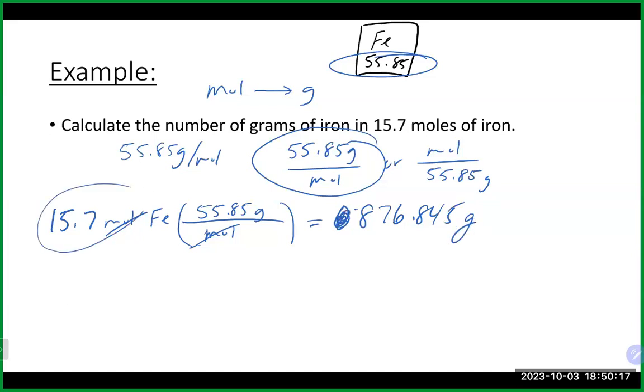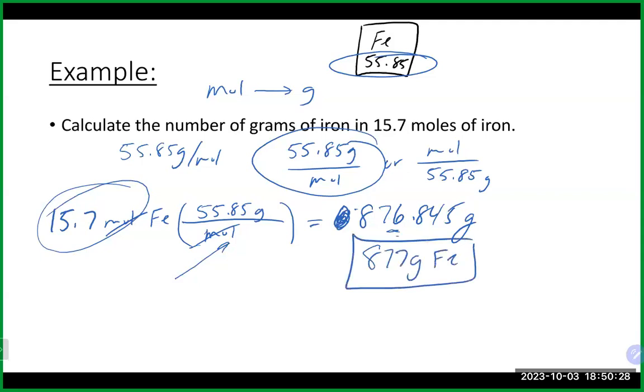Sig fig wise, that's where you want to look. We'll consider this sort of an exact number. So that has 3 sig figs, maybe 877 grams of iron would be a good number to go to. Any questions on that calculation there? Yeah.